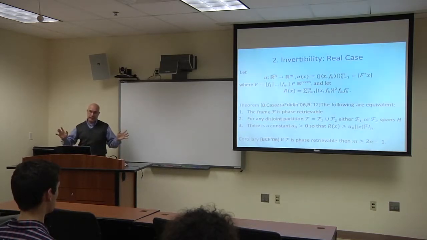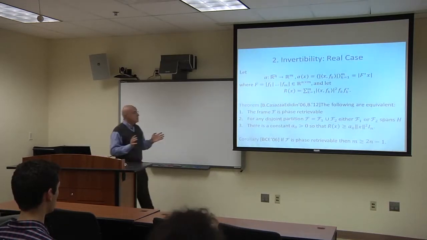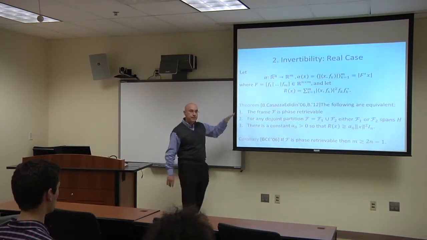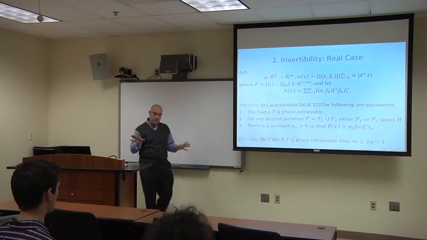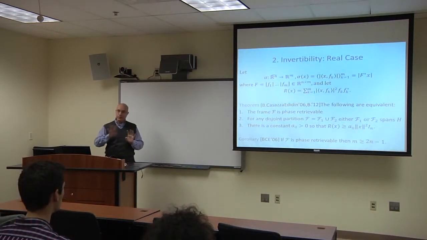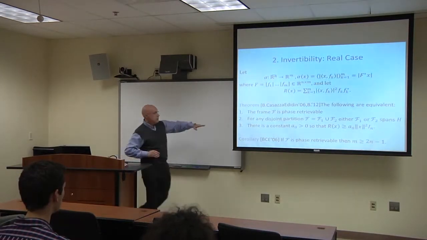Okay? So this is a necessary and sufficient condition for phase retrievability. You have the complete set of vectors, and no matter how you partition, at least one of the two parts should span the whole space. Right? That's condition number 2.